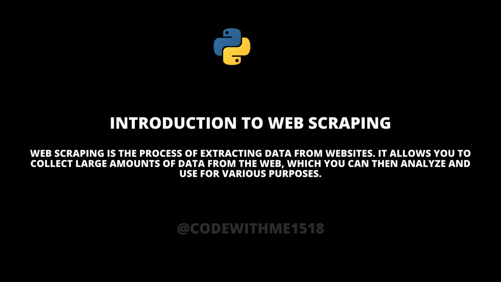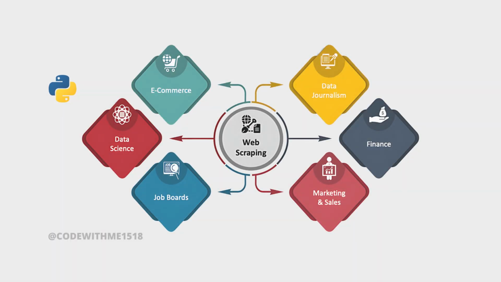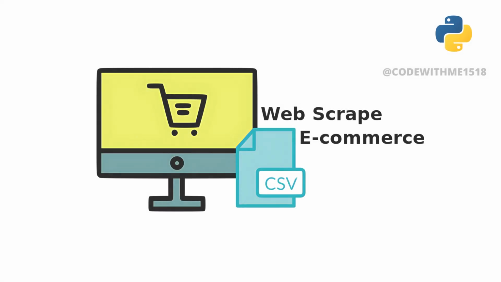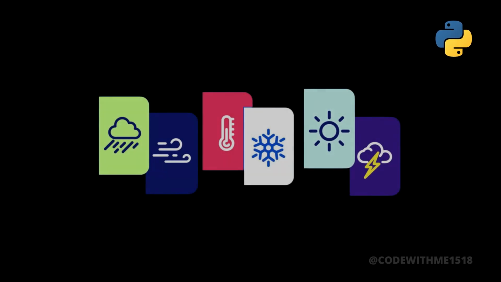Web scraping is the process of extracting data from websites. It allows you to collect large amounts of data from the web, which you can then analyze and use for various purposes. For example, you might want to scrape product information from an e-commerce site, collect news articles from different sources, or gather weather data from multiple locations.